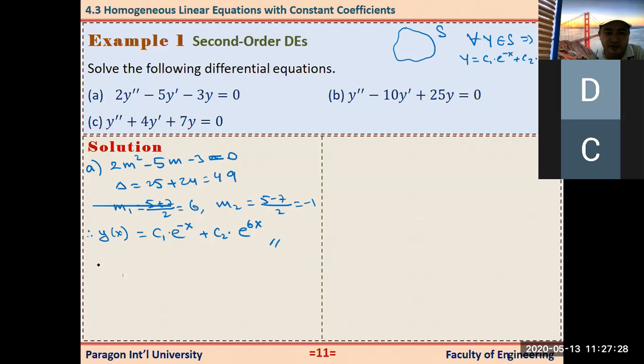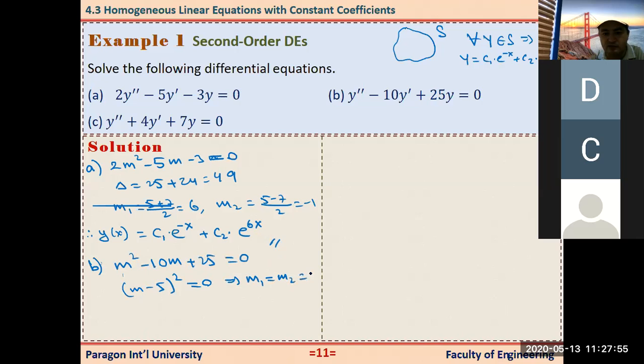B, let's solve B here. Its auxiliary equation is m squared minus 10m plus 25 is equal to 0, right? It's a perfect square, so we can write it as m minus 5 squared is equal to 0. That means that m1 equals m2 equals 5.